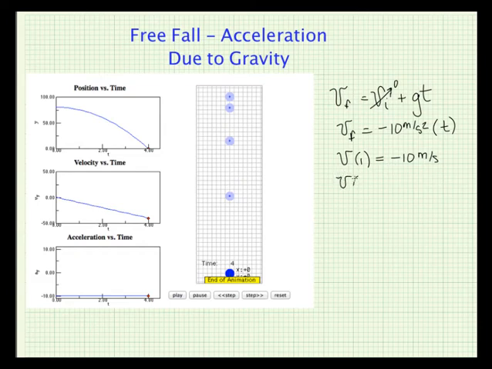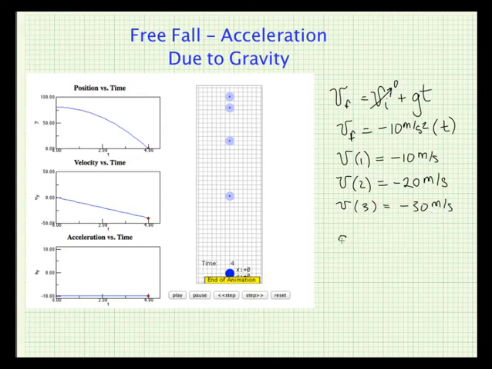The velocity at 2 seconds would be negative 20 meters per second. Negative 10 times 2 is negative 20. The velocity at 3 seconds would be negative 30 meters per second, and so on. So look at what's happening to the velocity. It keeps getting bigger in magnitude by 10 meters per second every second, since that's the acceleration.